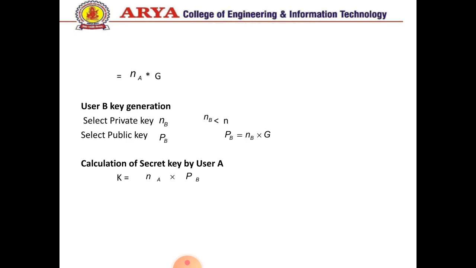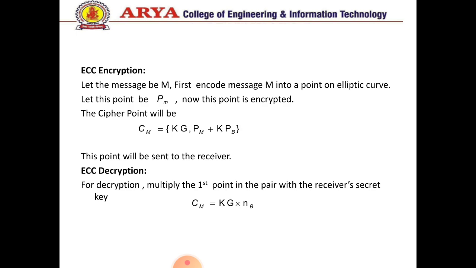Now calculation of the secret key by user A. User A generates the secret key K by performing nA into PB. Now ECC encryption. First the message M is encoded into a point on the elliptic curve. Let this point be PM.